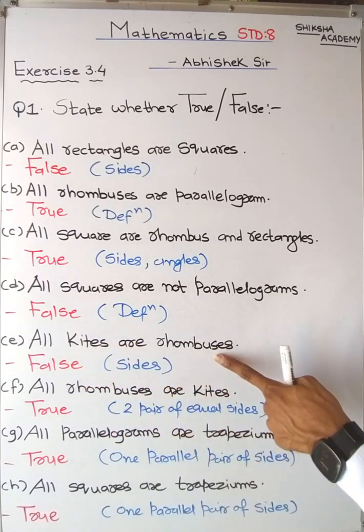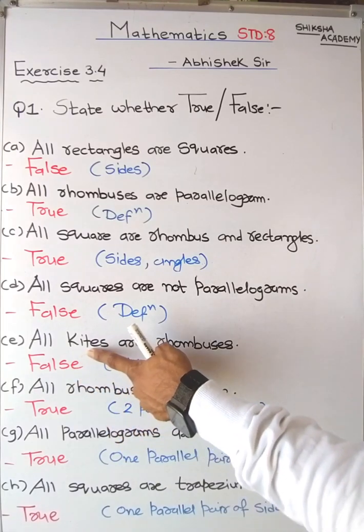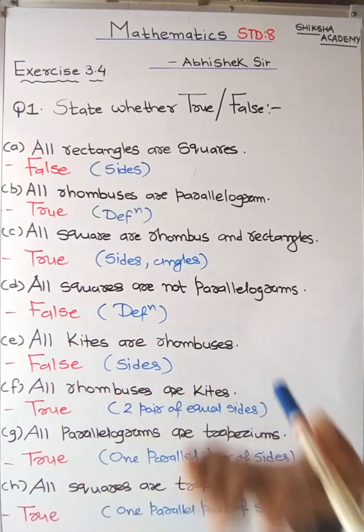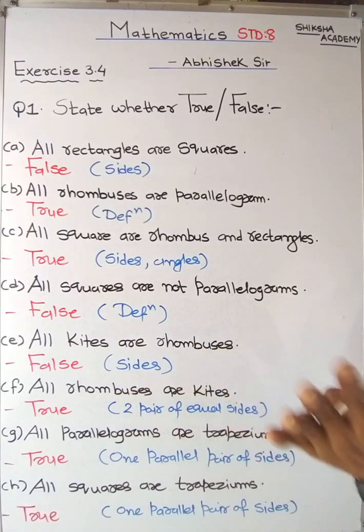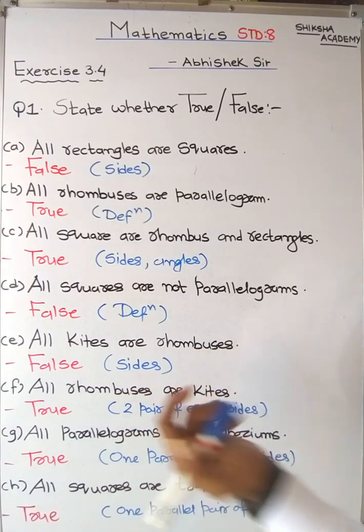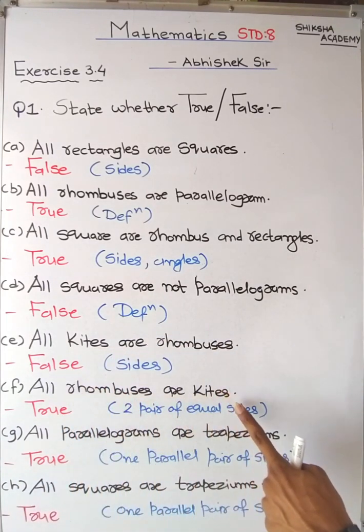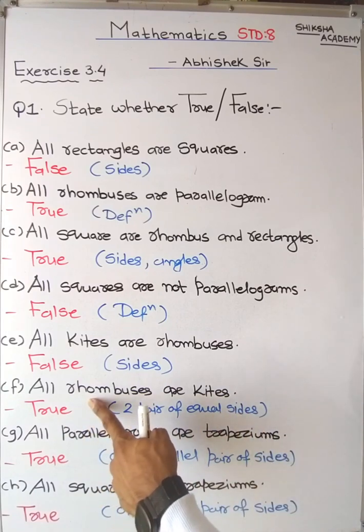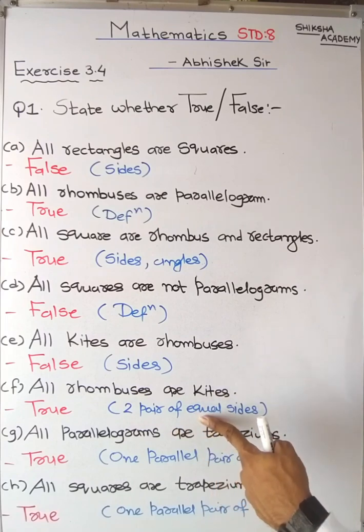All kites are rhombuses. This statement is false because in kites, though we have equal pairs of sides, in a rhombus all four sides are equal, but in kites it is not. Clear? So this statement is false. All rhombuses are kites. So this is true because in a rhombus we have pairs of equal sides. In kites also we have pairs of equal sides.